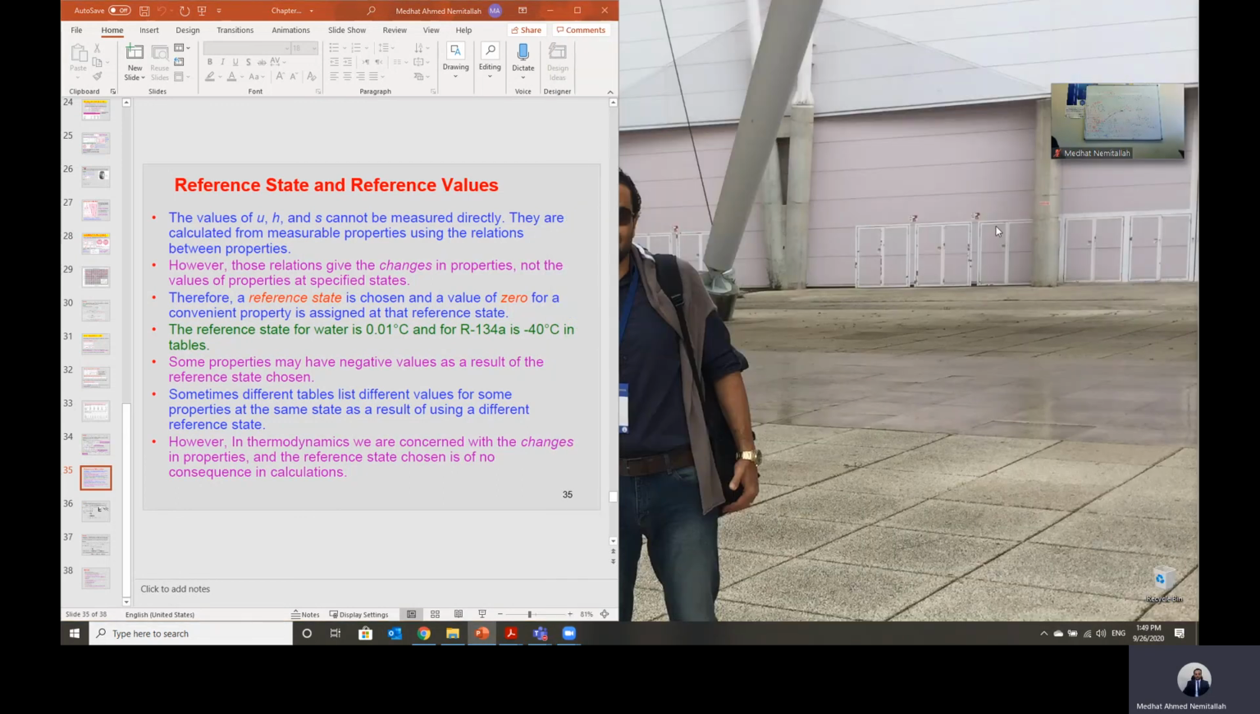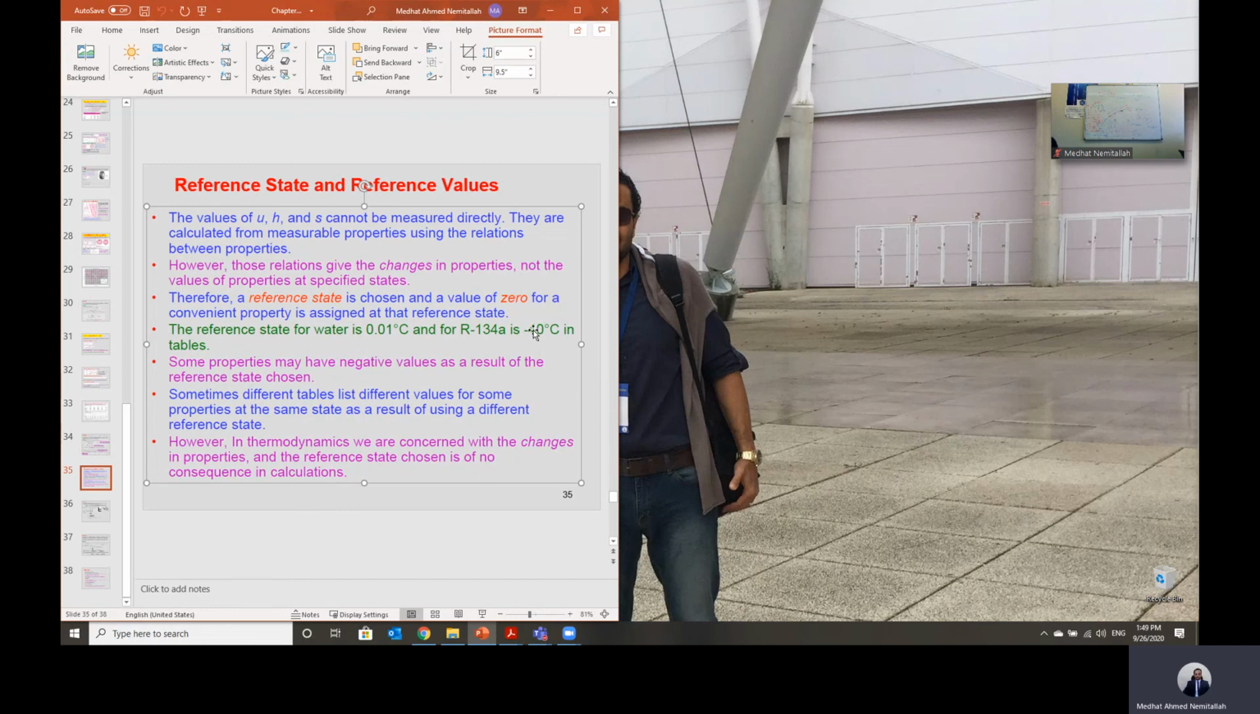Okay? And the value of the reference point for refrigerant R134A is equal to minus 40, at which we assign the internal energy and the enthalpy and also the entropy equal to 0. You can check the table also. At this temperature, those values are equal to 0. And also you can develop your own table based on your reference point.